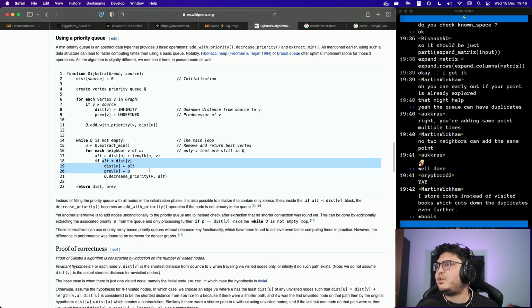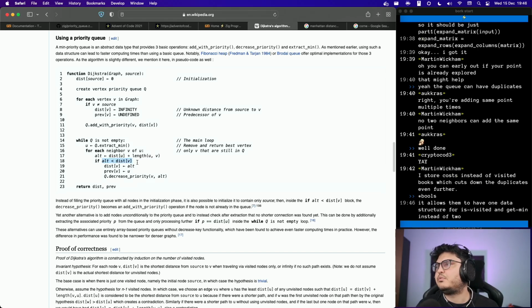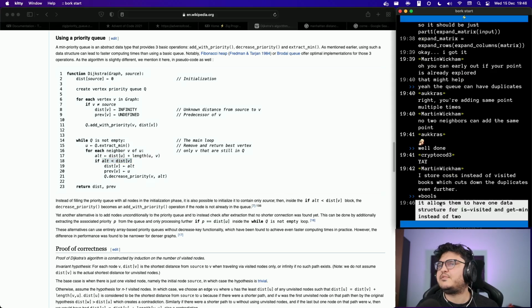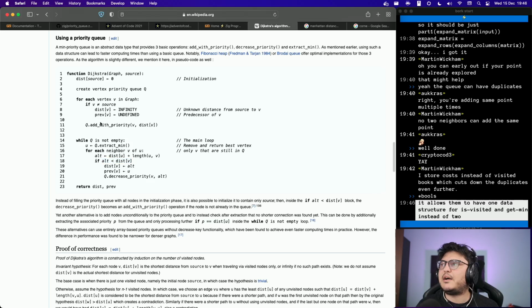So we were not doing this, were we? No, wait, I'm not sure. What the heck is this line supposed to be? It allows them to have one data structure for is visited and get min instead of two. I just think this explanation is a disaster.